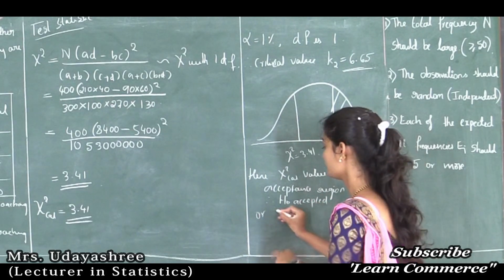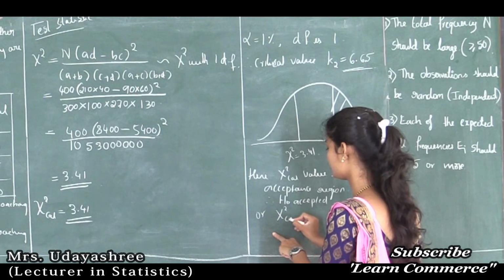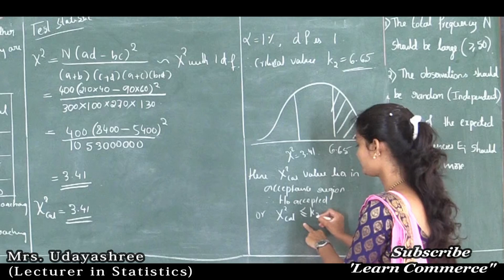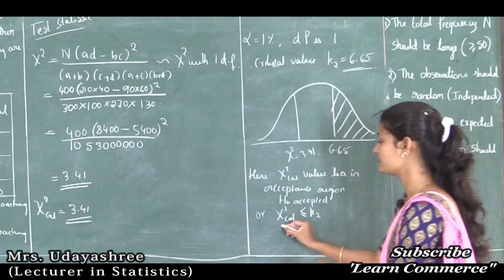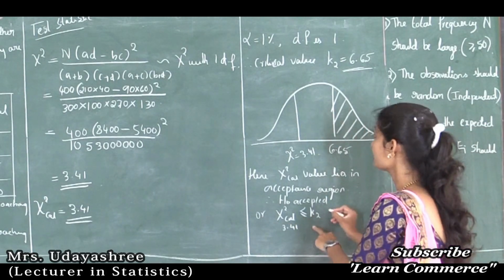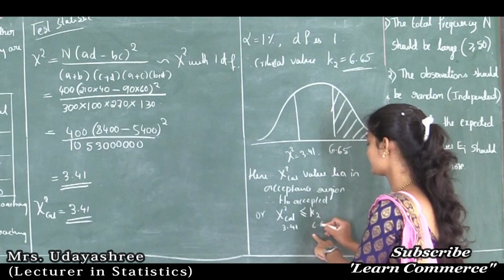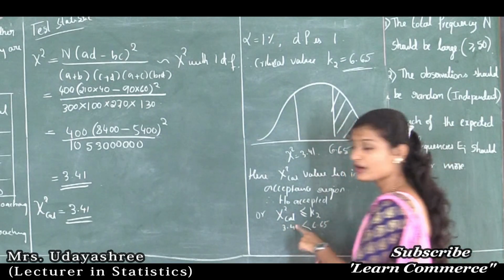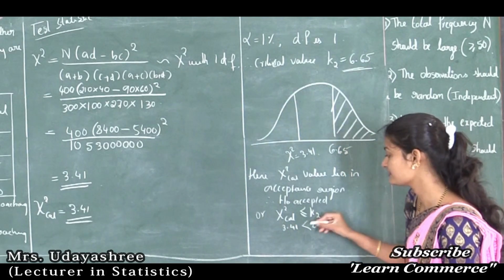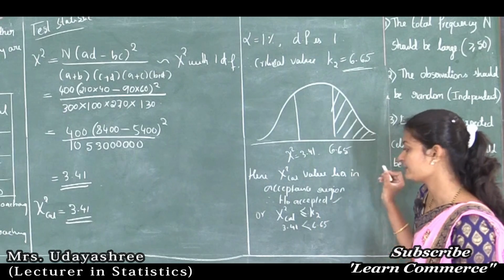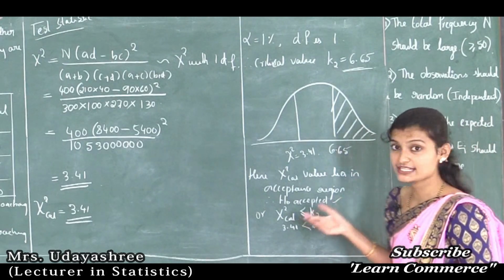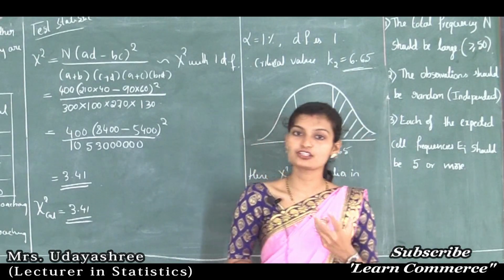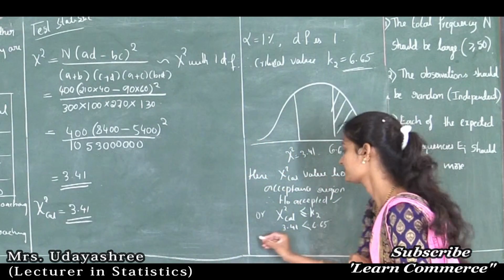Or the condition is like this: because it is an upper tail test, the chi-square calculated value should be less than or equal to the K2 value. Here the chi-square calculated value is 3.41 and the K2 value is 6.65. So 6.65 is greater than 3.41. The condition is satisfied, therefore H0 is accepted. If H0 is accepted, then what is the conclusion? The conclusion is that examination result and special coaching class are independent.